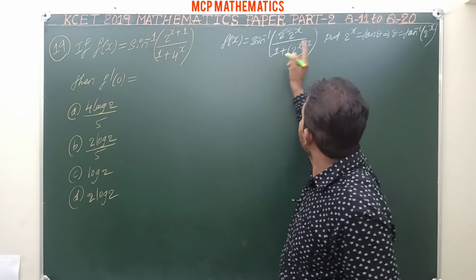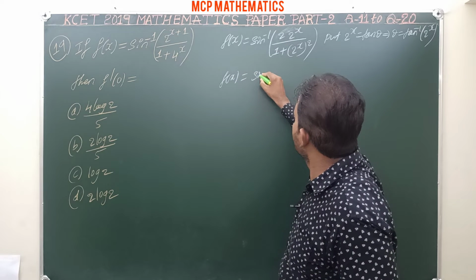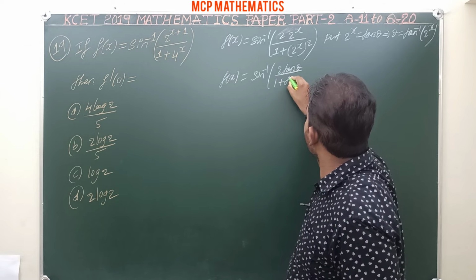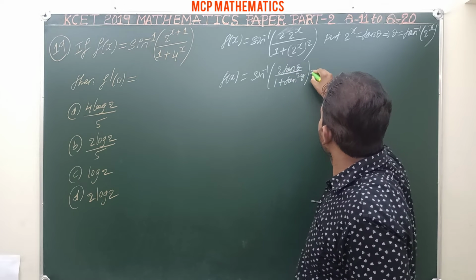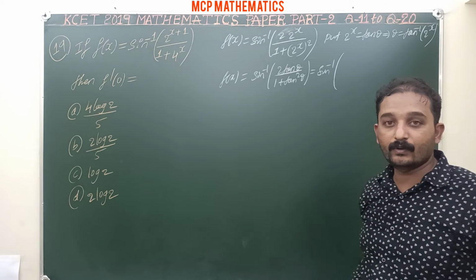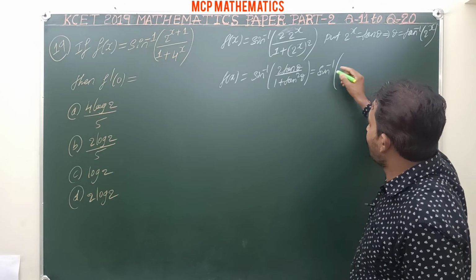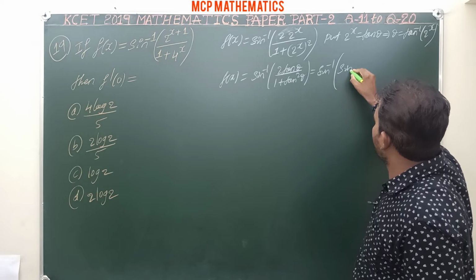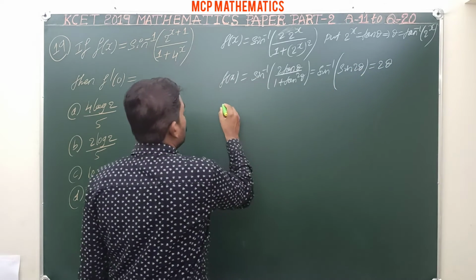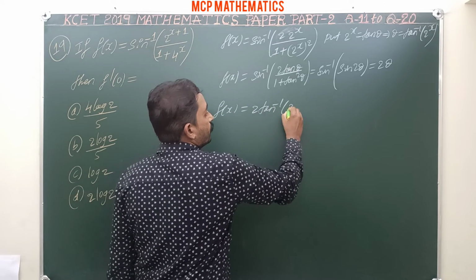So now substitute this value. In this case sine inverse of 2 tan theta divided by 1 plus tan square theta. We know the formula for sine 2 theta in terms of tan: 2 tan theta divided by 1 plus tan square theta. So 2 tan theta divided by 1 plus tan square theta is nothing but sine 2 theta. Now sine and sine inverse cancel, it becomes 2 theta. Now substitute the theta value. f of x becomes 2 into tan inverse of 2 power x.